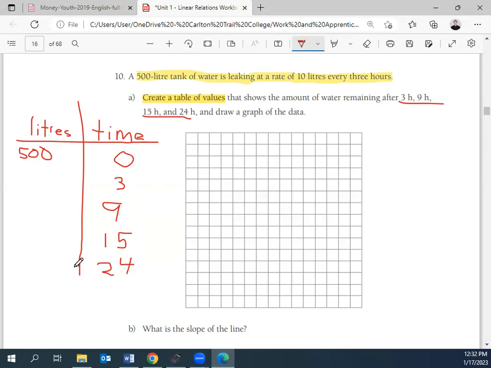Okay. So cool. So what's happening as time goes on? What's happening to the water? Yeah, it's going down. I saw that happen. So it's going down. Specifically, every 3 hours, it goes down 10 liters. So how many liters would it go down after 3 hours? 10, right? So now I'd be left with 490 here.